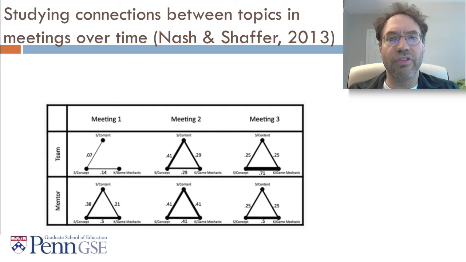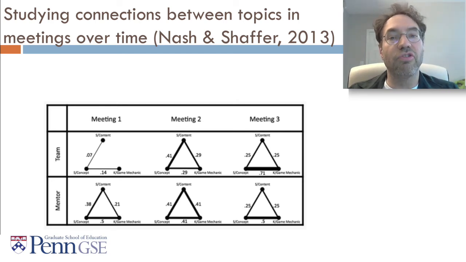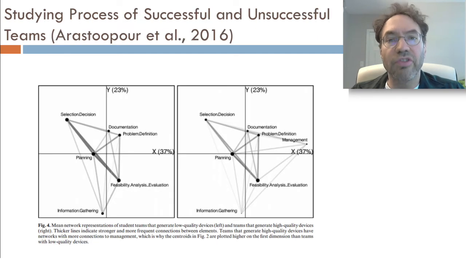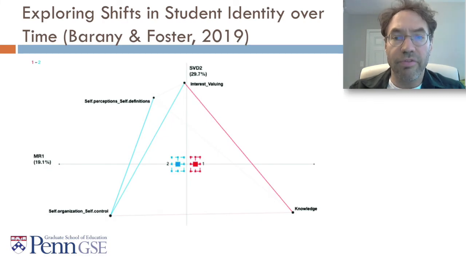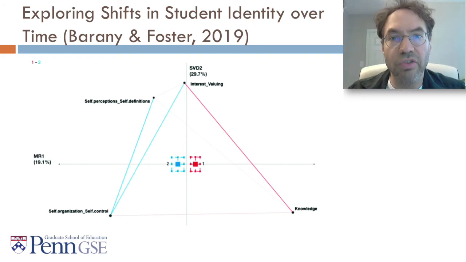Nash and Schaefer, for instance, studied how the connections between topics changed over time in meetings. When we look from the left to the right, we see different meetings that a team had with their mentor, and we can see that the connections strengthened and shifted over time. Arastapur and her colleagues studied the processes of successful and unsuccessful teams over time. Barony and Foster looked at student posts and how the text of them related to student identity, and then used that to look at how student identity changed over time.